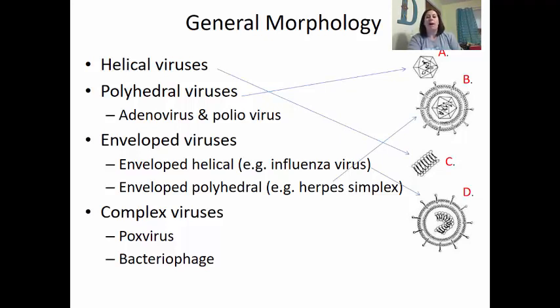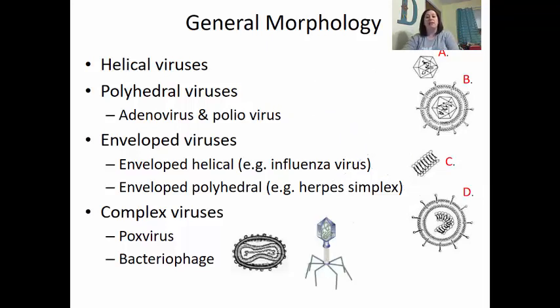There are also some other complex viruses. These complex viruses include pox virus and bacteriophages, and this just means these viruses are more complex in their structure. Bacteriophages are really unique because they are the ones that infect bacteria. So if you look at this picture, you have the pox virus, and then over here, this one is the bacteriophage.